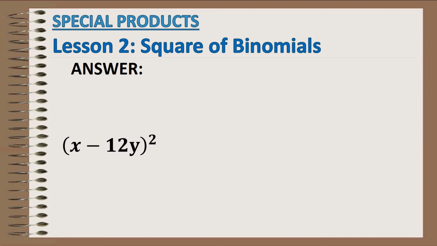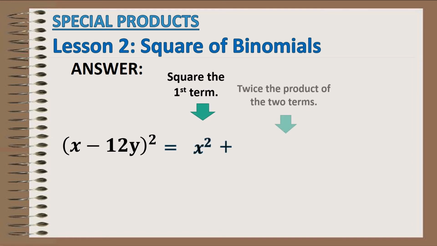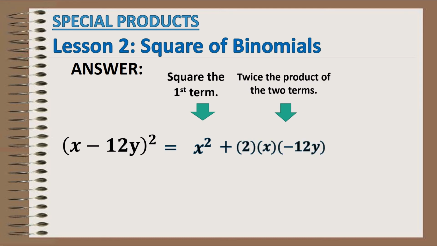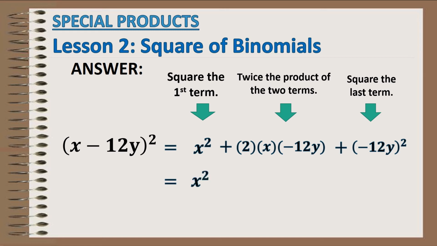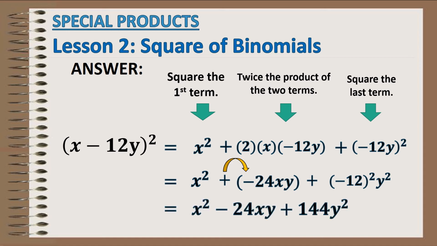The quantity of x minus 12y closed quantity squared is equal to, square the first term, we have x squared, plus twice the product of the two terms, we have 2 times x times negative 12y, plus square the last term, we have the quantity of negative 12y closed quantity squared. Simplify, we have x squared plus negative 24xy plus negative 12 quantity squared y squared. And our final answer is x squared minus 24xy plus 144y squared.